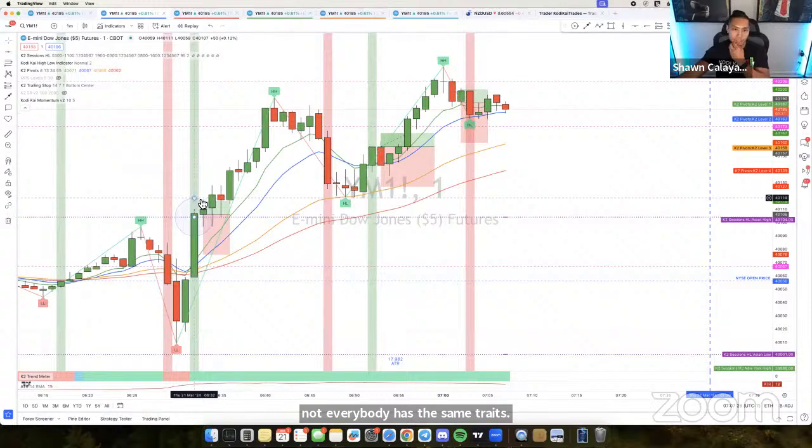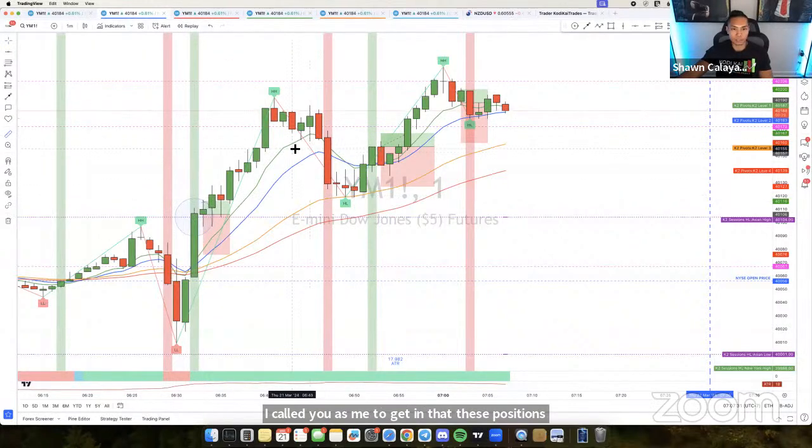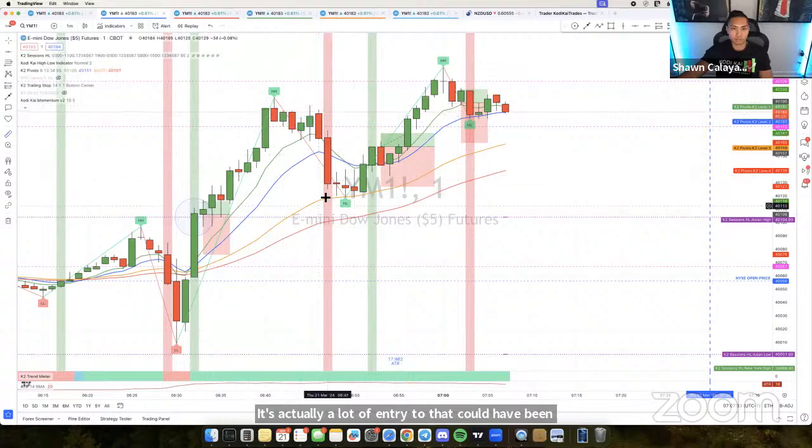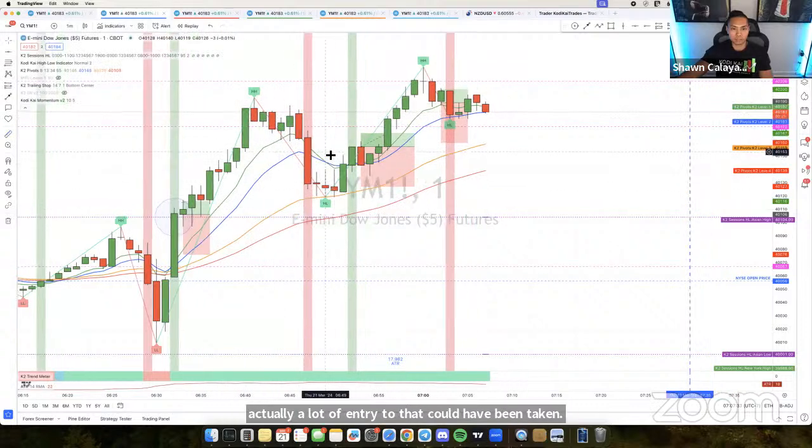So I'm looking at the charts right now. There's actually a lot of entries here that could have been taken. I'm looking at these different scalps that I personally would have taken.